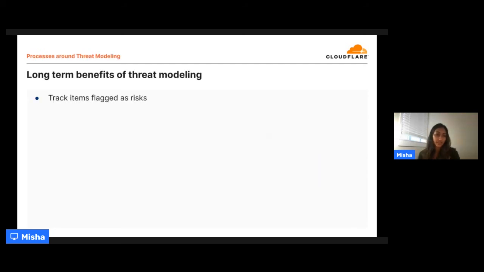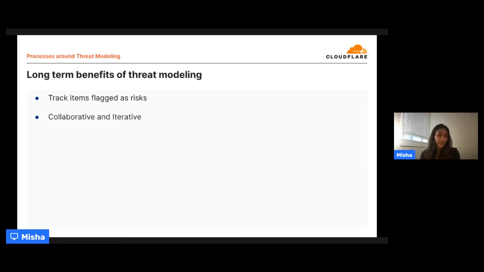So, long-term benefits of threat modeling. Again, you can track items flagged as risks. Even as a detection and response engineer, sometimes it takes a long time for something good to happen. And a lot of the time you're relying on the system owners to enable our work, right? We may not be the subject matter experts on a system, but as long as we are able to effectively track these items as risks, we can work with the engineering teams in the long term to enable our objectives.